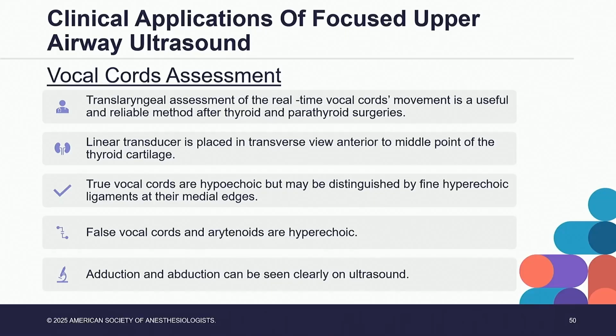All right. Also, you can use it for the vocal cord assessment. The transtracheal assessment of the real-time vocal cord movement is a useful and reliable method after thyroid and parathyroid surgeries. The linear transducer is placed in the transverse view anterior to the midpoint of the thyroid cartilage. True vocal cords are hypoechoic, but may be distinguished by the fine hyperechoic ligaments of their medial edges. False vocal cords and arytenoids are hyperechoic. Adduction and abduction can be seen in ultrasound.